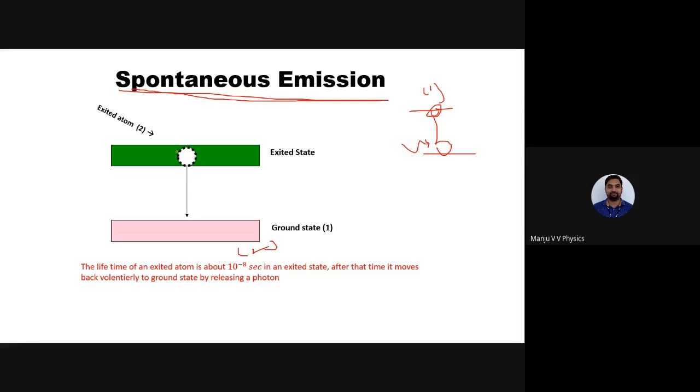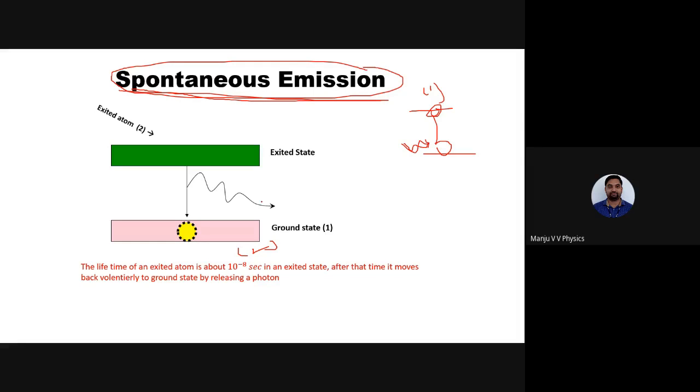This is my second case: atom in the excited state. Now it stays up to 10 power minus 8 second, and naturally, spontaneously, automatically, without any external energy, by itself, it will come to the ground state. Initially it has absorbed energy, and that energy gets liberated. This is called spontaneous emission.